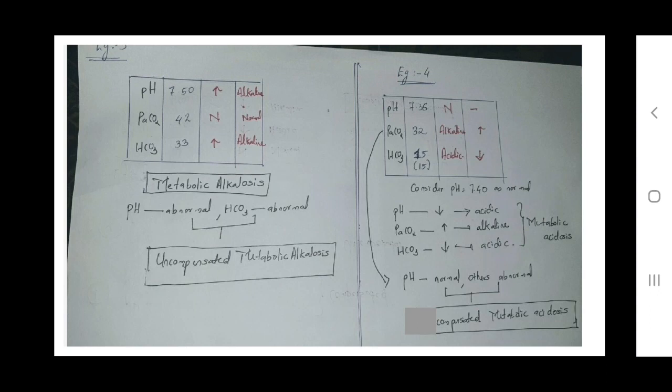So we have seen 4 different examples in order to identify whether it is acidosis or alkalosis. Second was whether it is respiratory or metabolic, and third is whether it is compensated or uncompensated. You can solve it out again and again so that it becomes very clear to you. I hope these steps were easy and it is very comfortable for you to interpret the ABG reading.